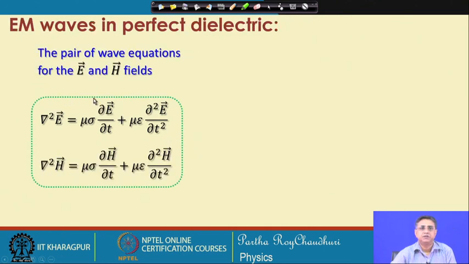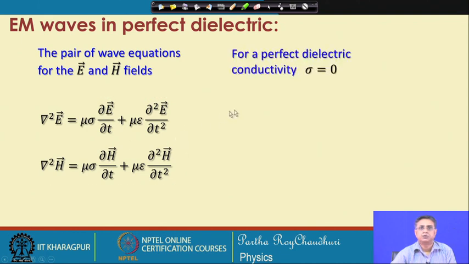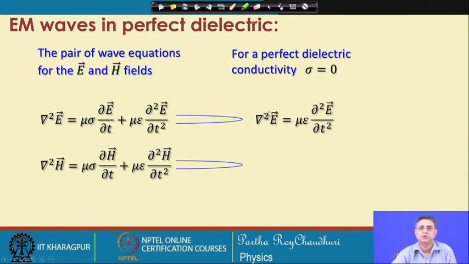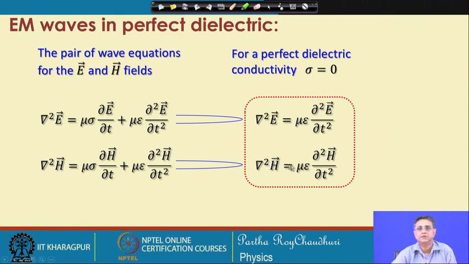Now, the pair of wave equations, this E field and H field, we will study this equation for a perfect dielectric, where conductivity sigma equal to 0. A perfect dielectric is represented by this property that sigma equal to 0, then this equation will reduce to this equation, because you have put sigma equal to 0 here. And similarly, for this equation we will end up with this equation.